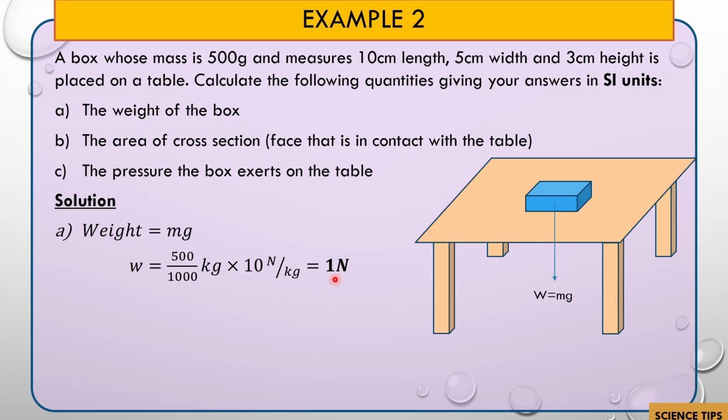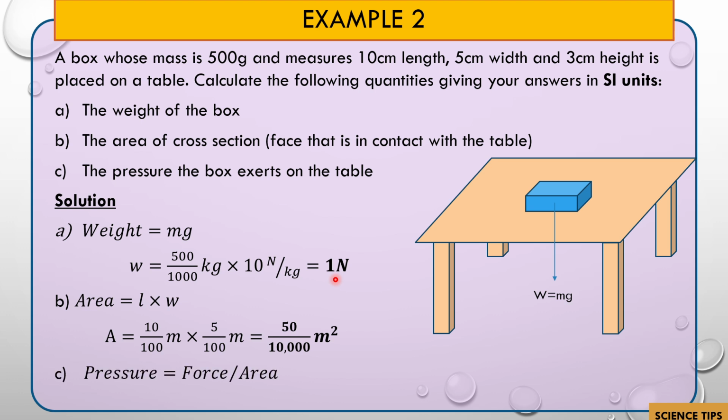So the answer becomes 1 newton. The area of cross section equals length times width, and again we need to convert to meters, and we get 50 over 10,000 meters squared. And then finally the pressure of the box equals force over area, and we already have the area of cross section. And why we use this area and not any other face is because in the definition we said pressure equals force acting normally per unit area.